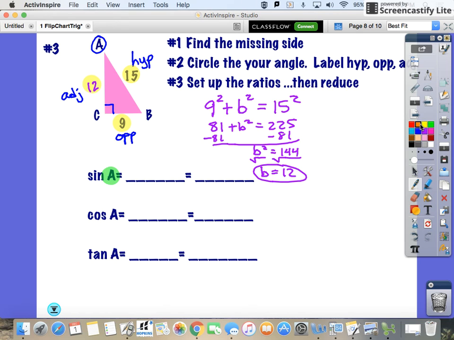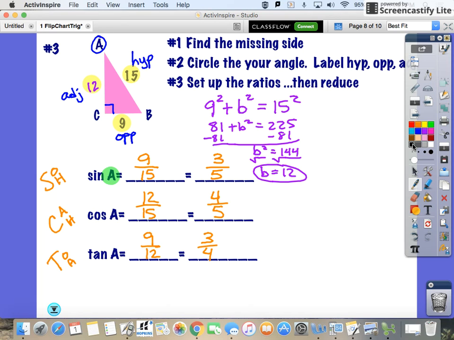Now that we have that missing side, we can set up our ratios. So sine is SOH, cosine is CAH, tangent is TOA. SOH CAH TOA. Opposite, 9 over hypotenuse, 15, is 3 over 5. CAH is adjacent over hypotenuse, so 12 over 15. So that reduces, divide that by 3, 4 over 5. And then tangent is the opposite over the adjacent, 9 over 12 is 3 over 4.